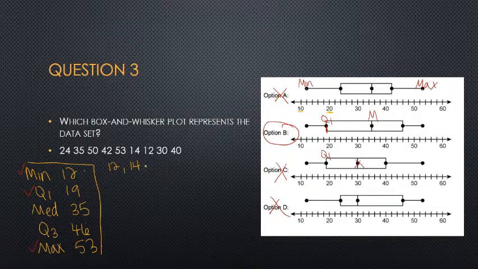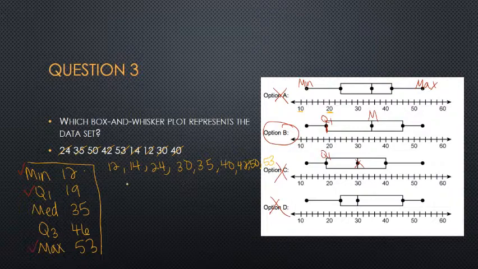So 12, 14, then it looks like we got 24, and 30, 35, 40, 42, 50, and 53. Okay, so that takes care of my data.